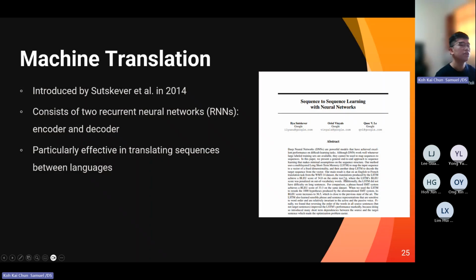So machine translation, we are now zooming into what machine translation is. It was introduced by Seq2Seq, I may not pronounce his name correctly, in 2014. In 2014 it wasn't as well developed as today with the ChatGPT we have, but it is a foundation that 2014 has laid for us. It consists of two RNNs that we discussed just now, like Cindy discussed about how those basic RNNs could work. So again, encoder, decoder, and they are particularly effective in translating sequences within languages.